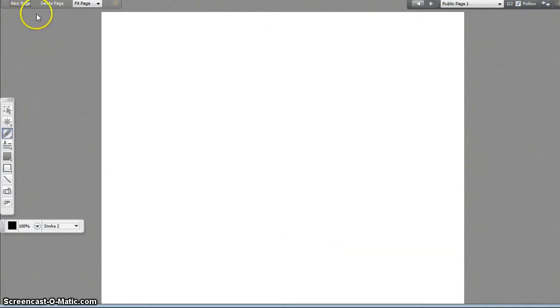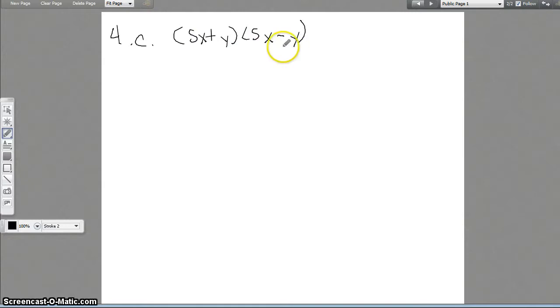So the first one we're going to look at is number 4. And we're going to work just a couple of these sections. Number 4, part C, is 5x plus y times 5x minus y. And when we multiply those out, notice we have the sum of two terms multiplied by the difference of two terms. What that means is that we can just square the first term, 5x, and subtract the square of the second term. The second term is y. So we take our y and we just square it.